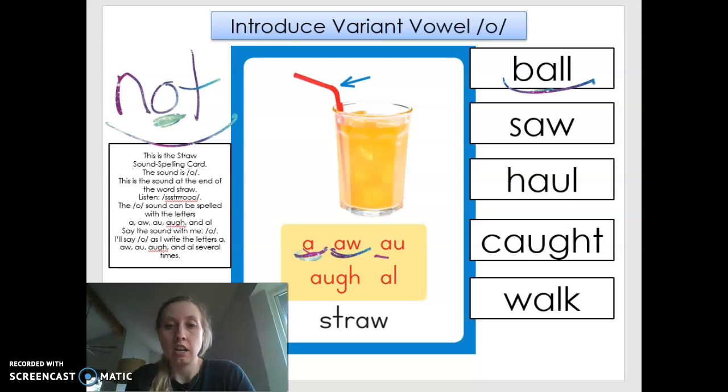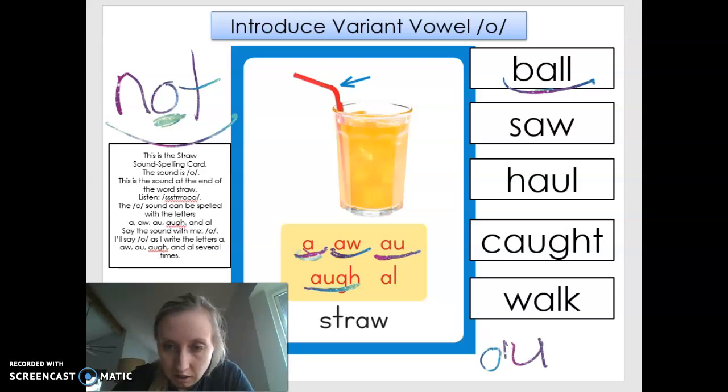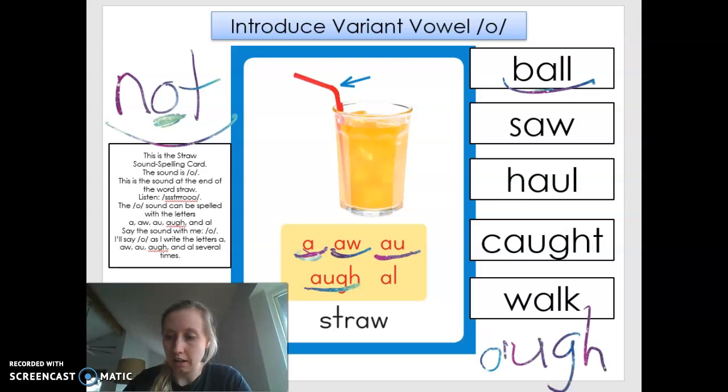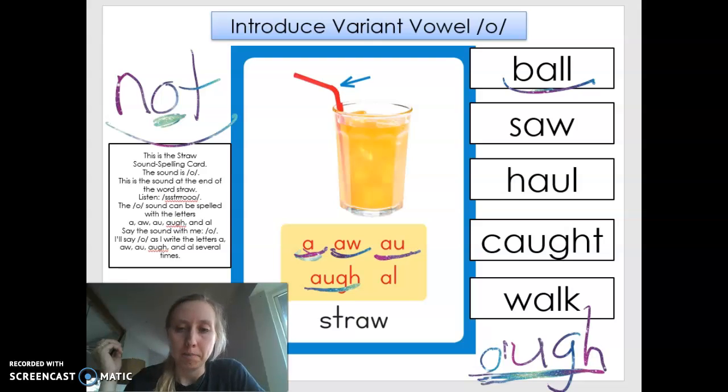AW says ah. AU says ah. AUGH says ah. Now I'm also going to add OUGH. It's a spelling pattern that represents many different sounds. One of the sounds that OUGH makes is ah, sometimes, as in thought and bought. So we're going to go over some of those ah sounds in YouTube videos. And then AL says ah.